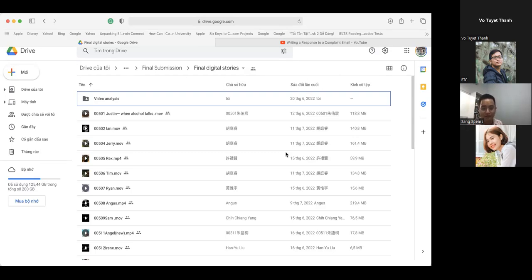So if they want grammar, you can do multimodal composing with grammar. Okay, that can be one suggestion.